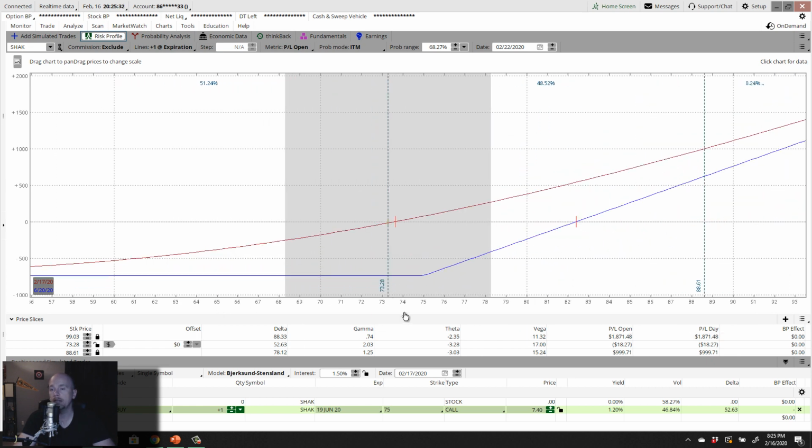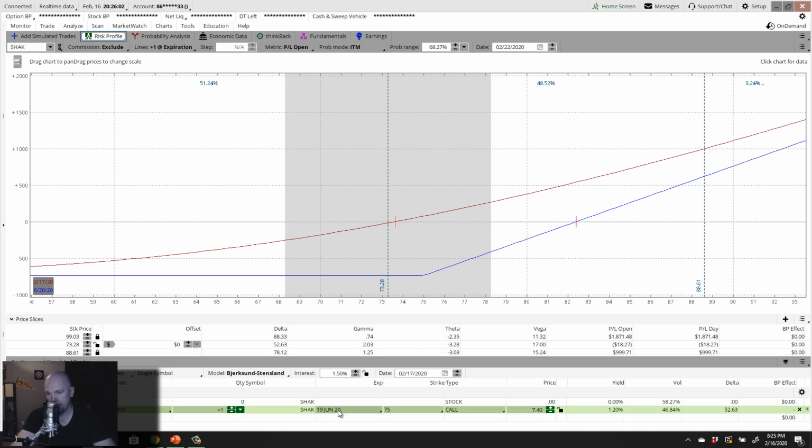Down below, we see our price of the underlying security. So right there, we see 73. This 0 over here is my break-even point. So this break-even point represents the break-even price. Now the break-even price is going to be the $75 strike plus $7.40. So you can see this little hash here, and that shows my break-even on my expiration date.